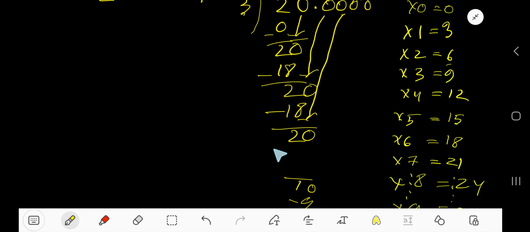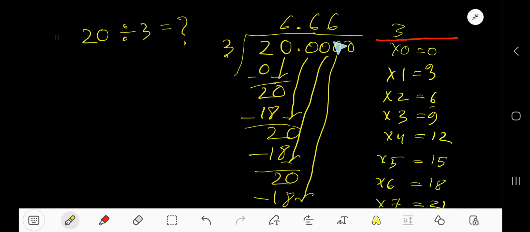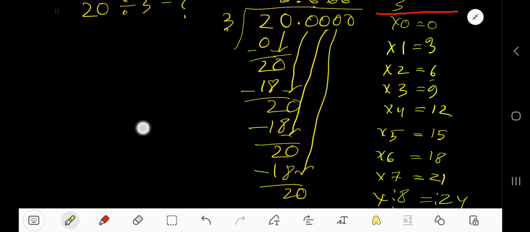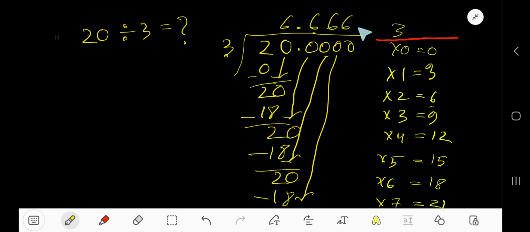6 times 3 is 18. Subtract, 2. Bring down another 0. So 3 goes into 20, again 6 times. 6 times 3 is 18. Subtract, 2. You can continue this process, but to mean that this process is continuing, you can place here 3 dots. Since we have gotten 3 digits after the decimal, we can stop the division process.